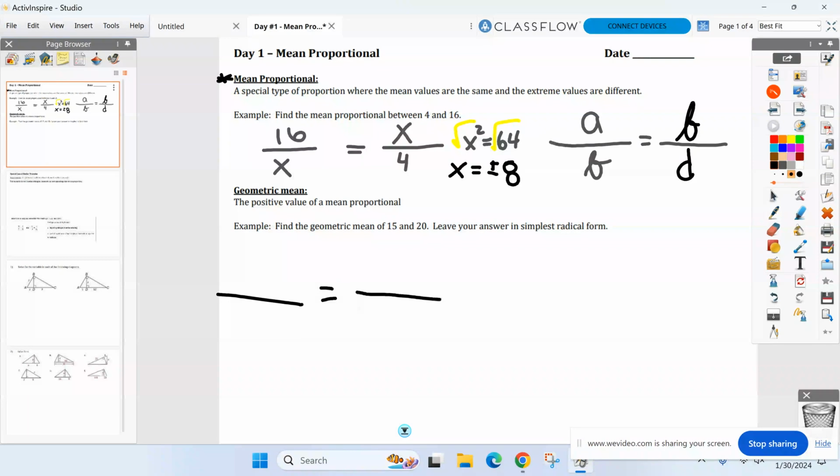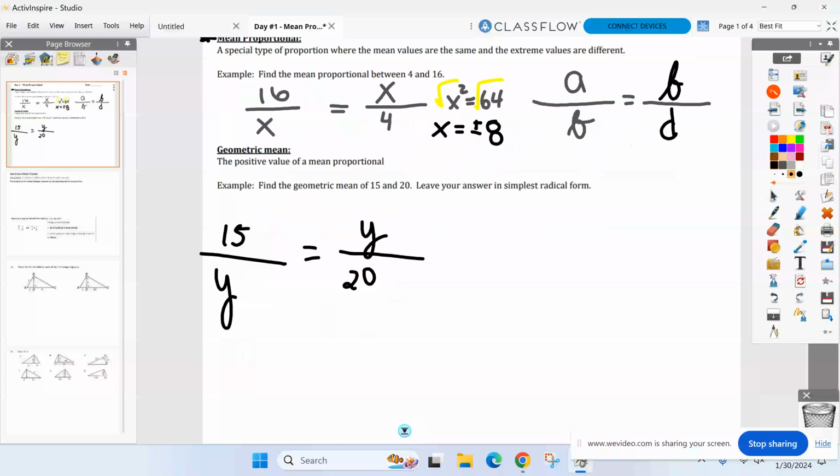All right, so here we go. And my means are the same. I'm going to call them y's now. My extremes now will be 15 and 20. Geometric mean, I only want the positive version. And you can see in my directions, leave it in simplest radical form. So here we go. Crunch away here. Use your calculators. Y squared. Hopefully you're getting 300 when you do 15 times 20.